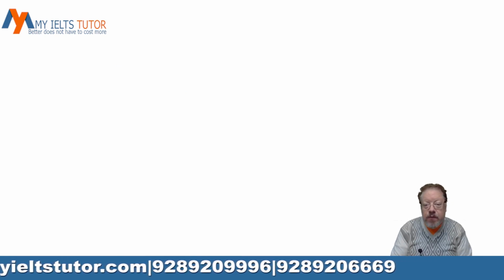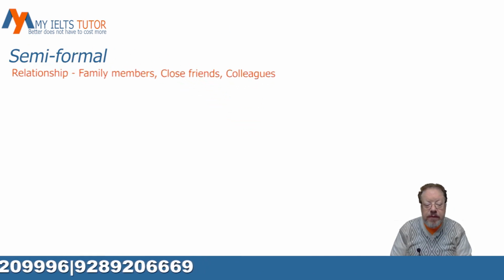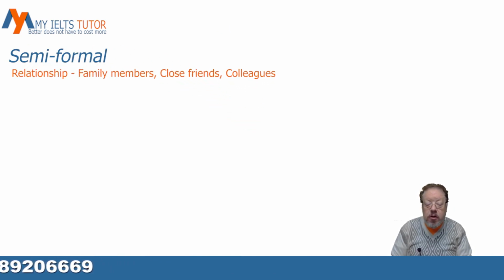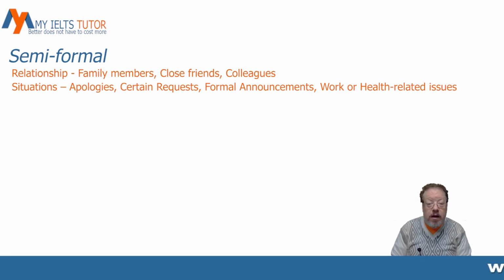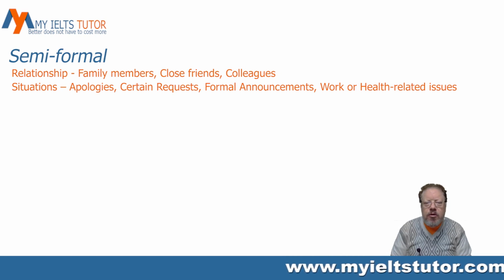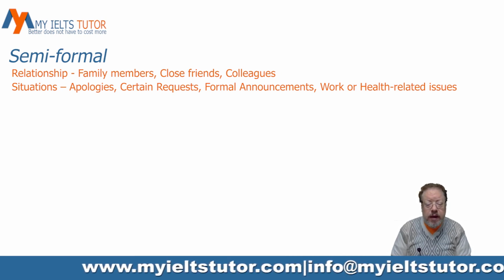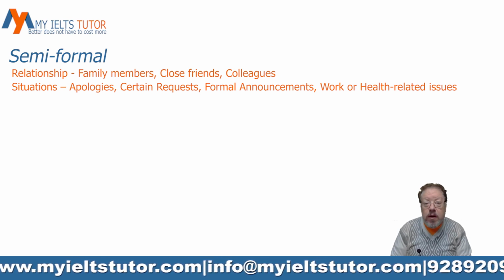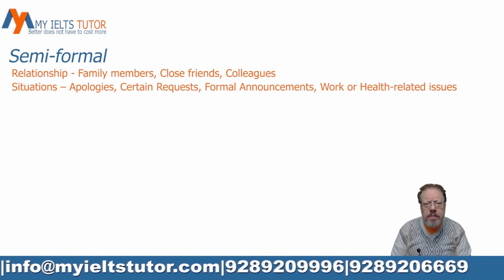Now, for semi-formal, the relationship would be for family members, close friends, colleagues, co-workers. The situations could be for apologies. If you want to write an apology to a family member, you probably won't want to take an informal tone, but you might want to be a little bit formal, okay? Same thing with certain requests, such as asking for a loan. You might want to be a little bit formal.